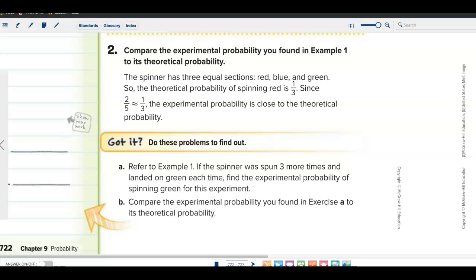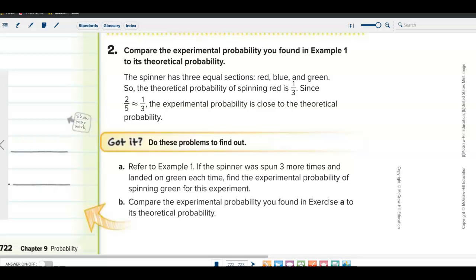Refer to example 1. The spinner was spun 3 more times and landed on 3 each time. Find the experimental probability of spinning 3. Okay, so if the spinner was spun 3 more times and all 3 times it landed on green, how many total times did it land on green? 24 times. Clayton, how'd you do that?